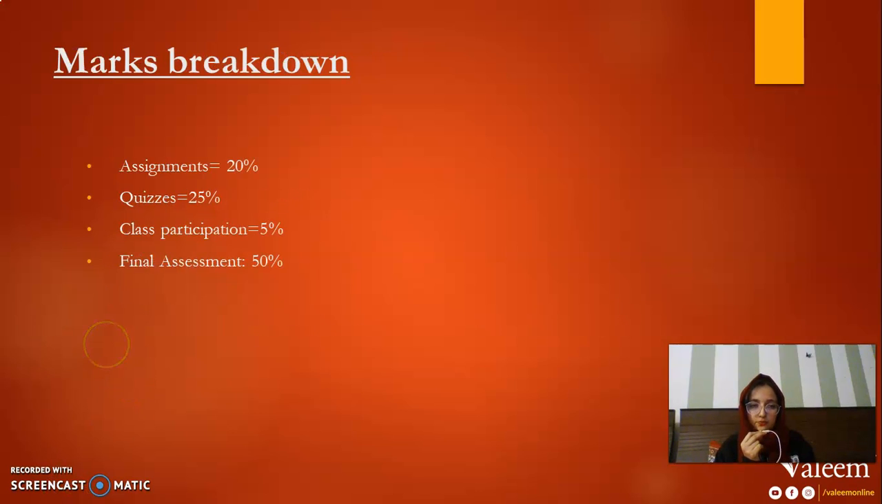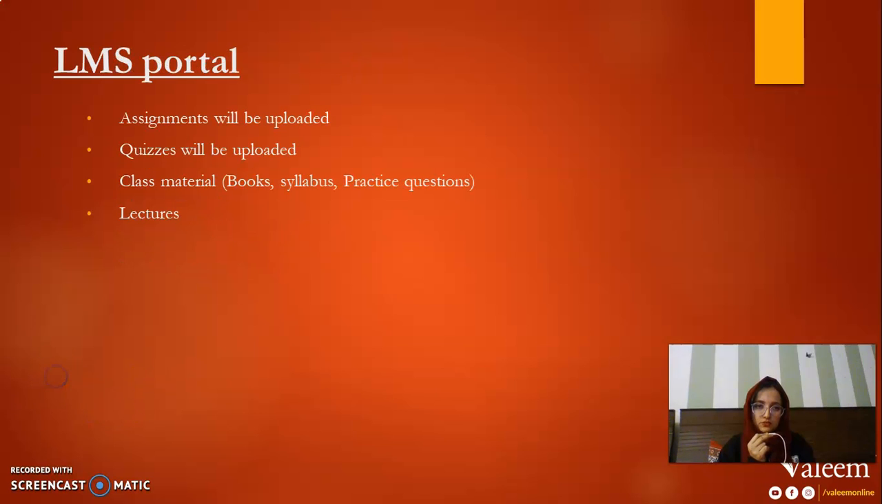Next is the marks breakdown. Your total grade will consist of the percentage of assignments, quizzes, class participation and final assessment. The assignments is given 20% of the weightage of the whole grade. Your quizzes is given 25% of the weightage. Class participation is given 5% of the weightage, and the final assessment is given 50% of the weightage.